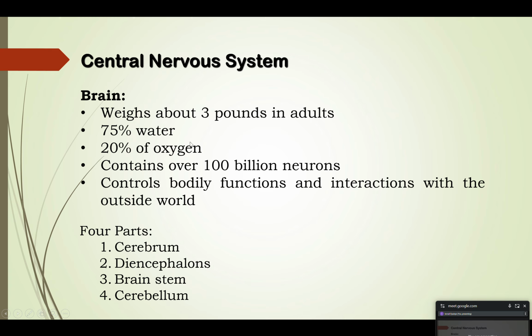So, still talking about the central nervous system here. This is the brain. It weighs about 3 pounds in adults. It has about 75% water content, 20% oxygen. It contains over 100 billion neurons and controls bodily functions and interactions with the outside world. And it has four parts: cerebrum, diencephalon, brainstem, cerebellum.